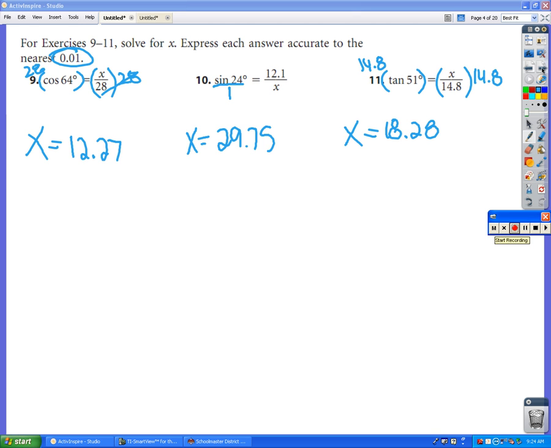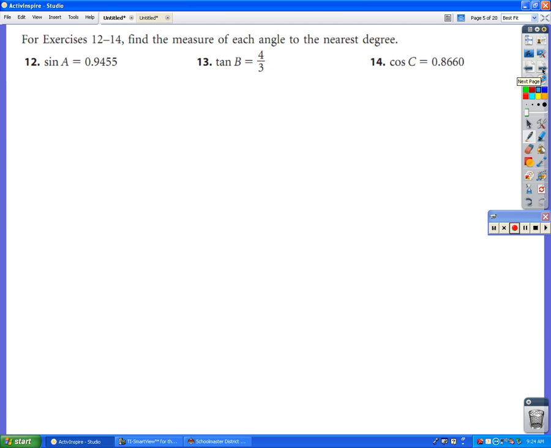Okay, so let's see. Now, all right. So now this is where they give us the sine or the cosine or the tangent, and then we have to figure out the angle. So what do you have to do if you're trying to figure out the angle? How's it different? Right, you got to inverse it.